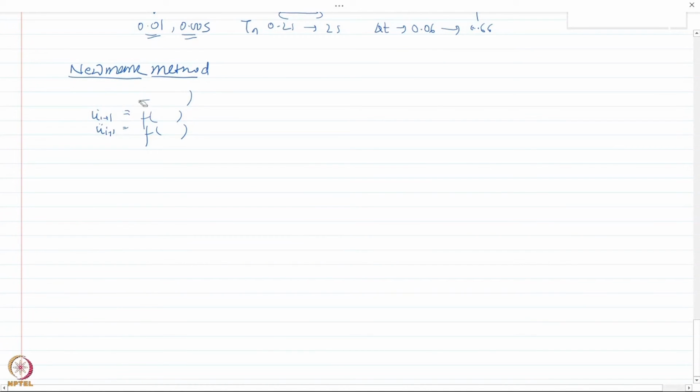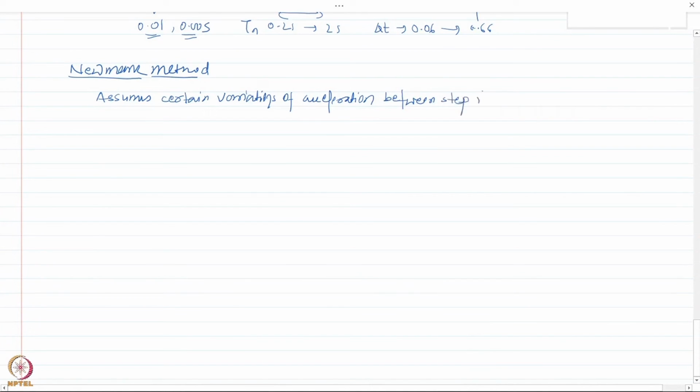Now what numeric methods do is assume certain variations of acceleration between step i and i plus 1. And depending upon those variations, I get the variation of velocity and displacement. Let us see what those variations are.